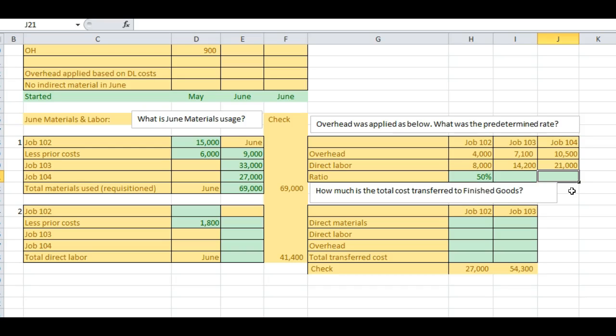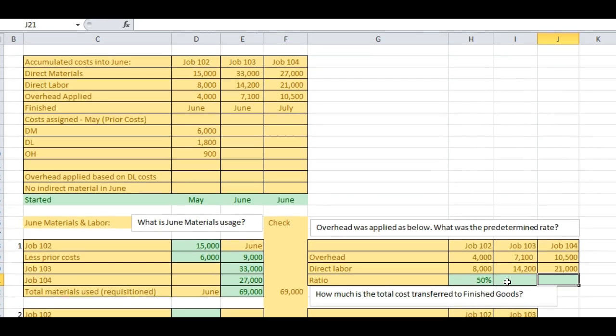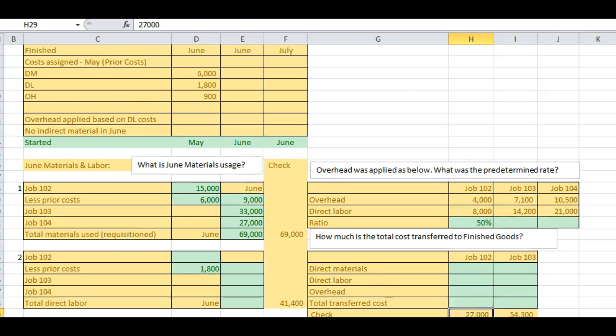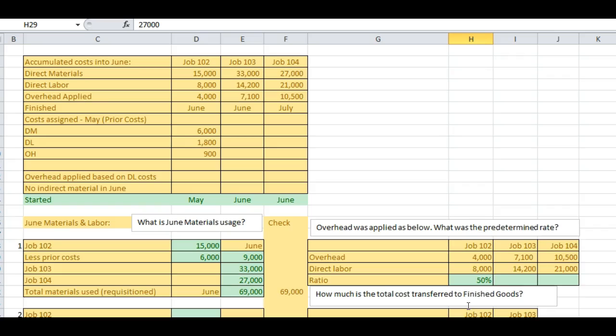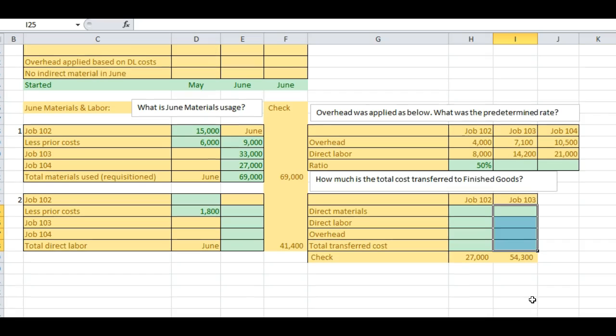Now, the final question is not as difficult as it appears. They want to know how much of the total cost transferred to finished goods. That's just a matter of transferring numbers here. We had job 102 and job 103 transferred out. You see here and here, 102. So all you have to do is take these amounts, copy them down to here, and add them up. It should come to 27,000. Same thing here. If I take 103 amounts and bring them down to here, it should add up to 54,300.